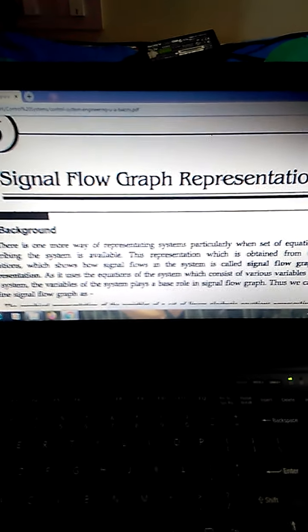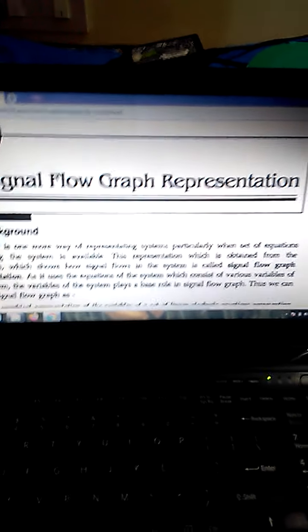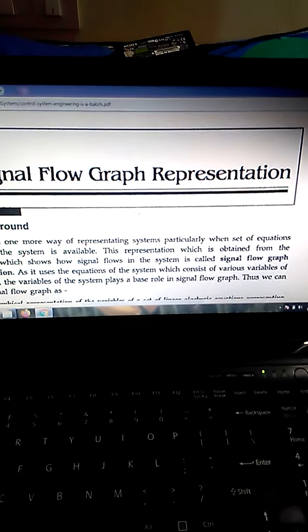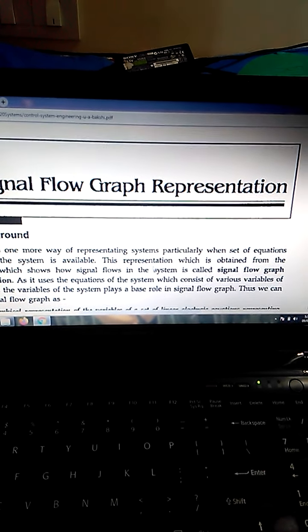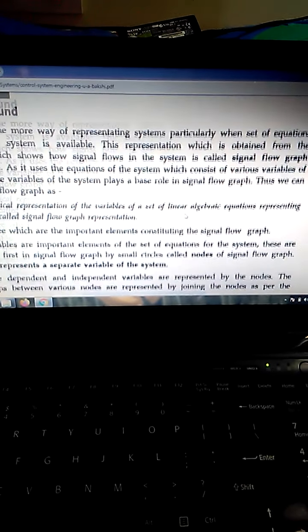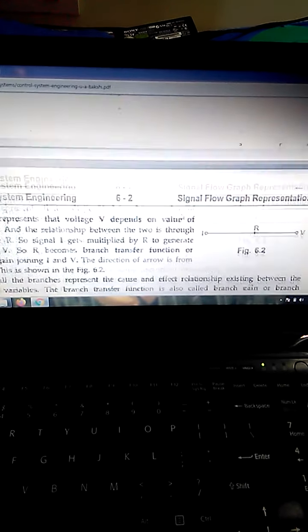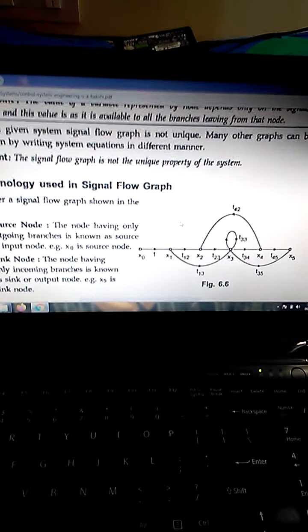Today we'll discuss signal flow graph representation. Say we have one system described by some set of equations. The representation obtained from the equations, which shows how signal flows in the system, is called a signal flow graph representation. Next we'll see some terminologies related to signal flow graph.